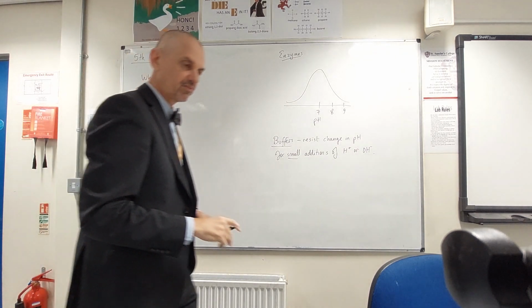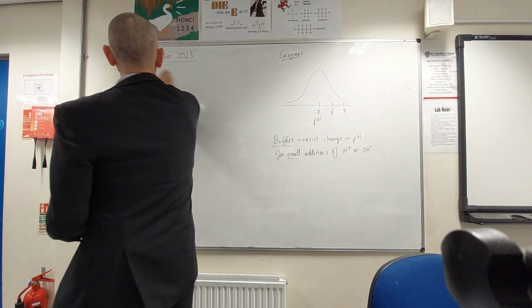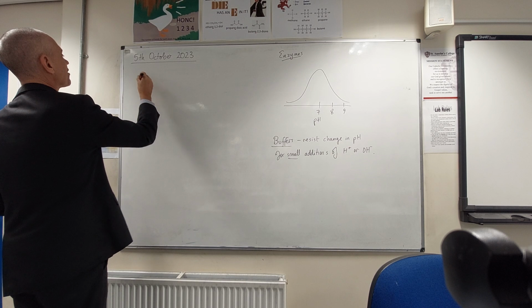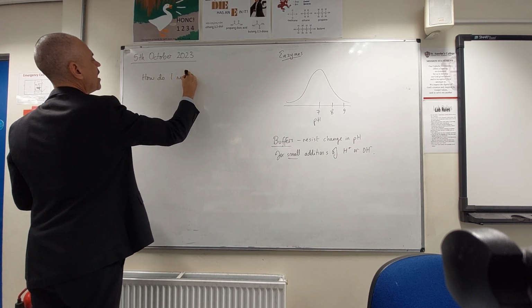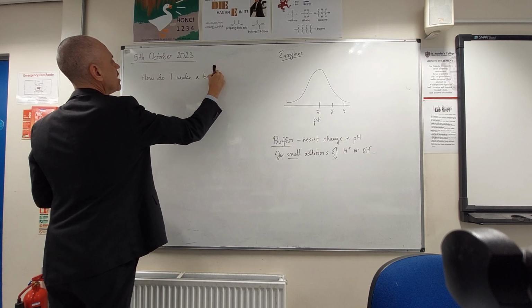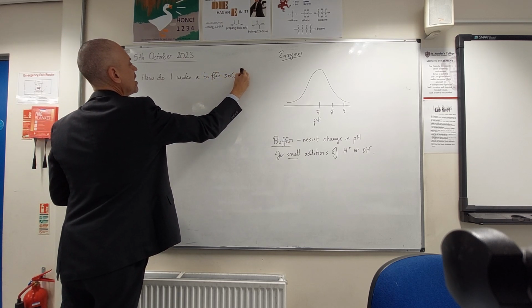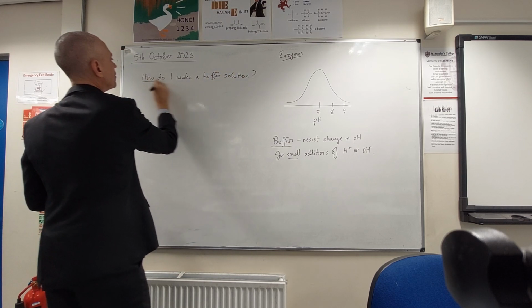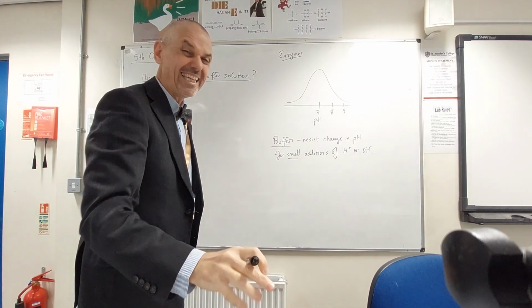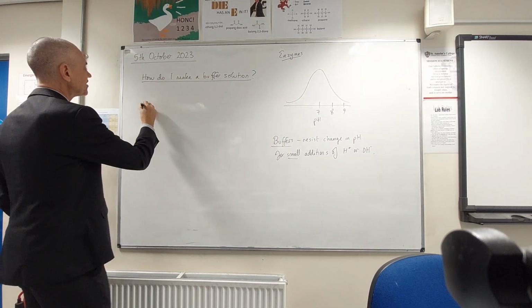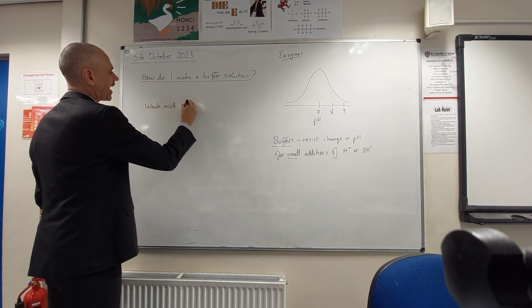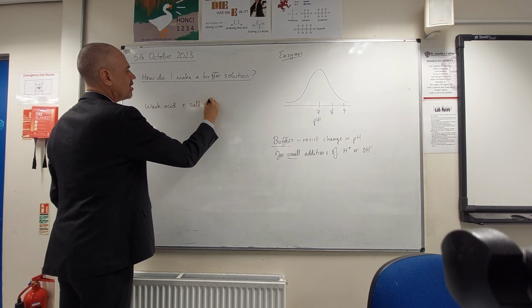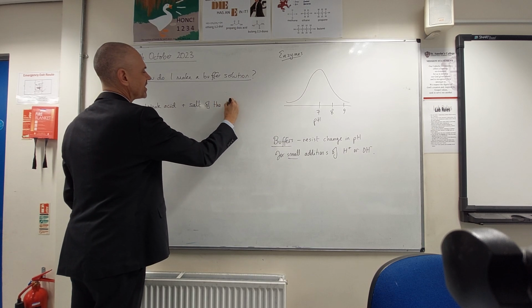Sorry, that's the wrong question. We've already done what is a buffer, haven't we? The question is, how do I make a buffer? Well, it's quite easy. We need to start off with a weak acid and add a salt of that weak acid.